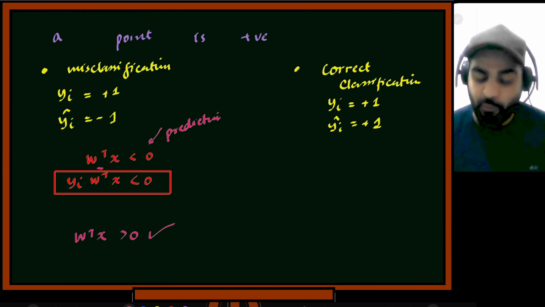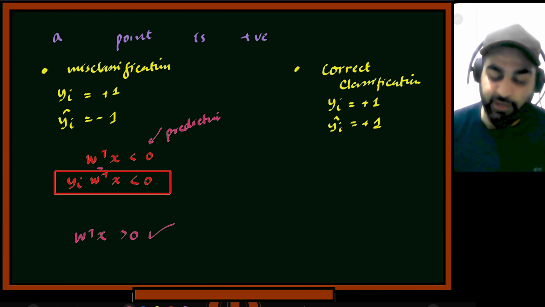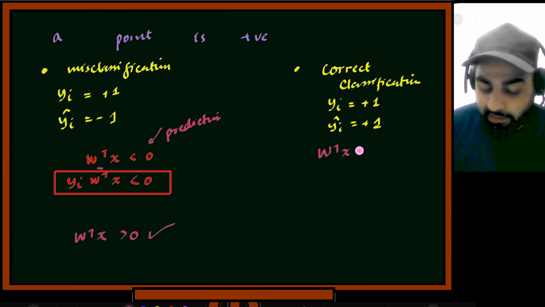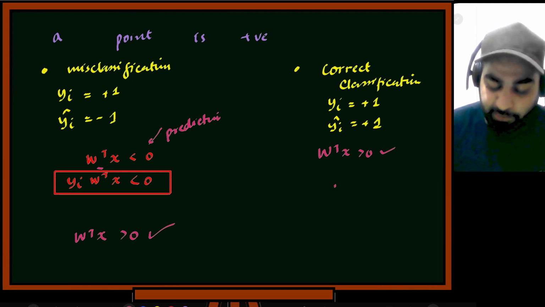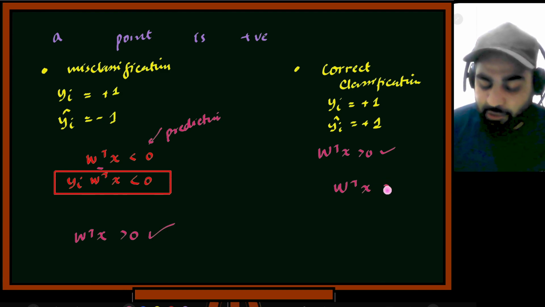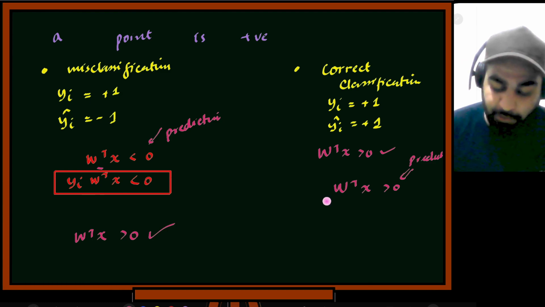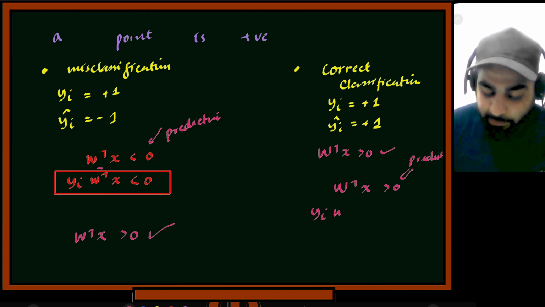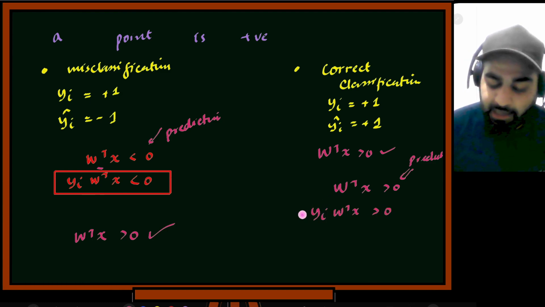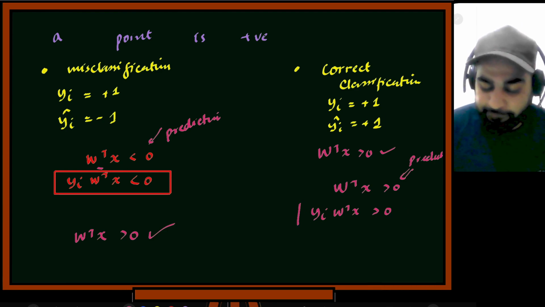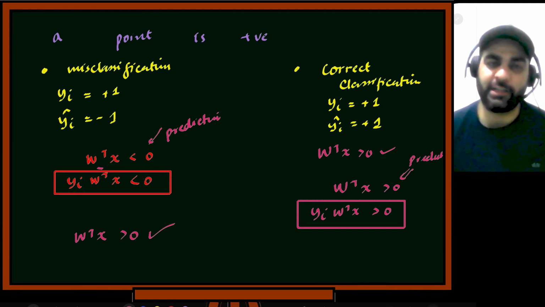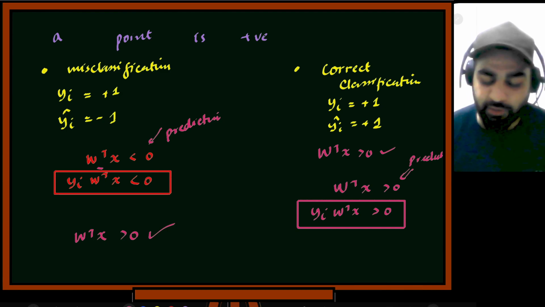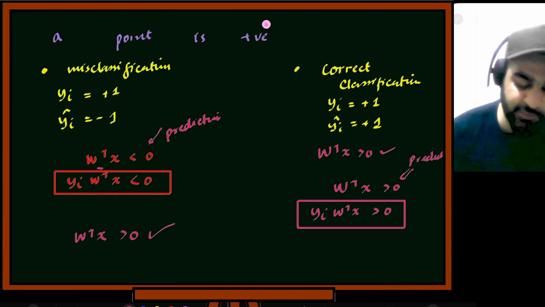Okay, now we'll go to the correct classification. For the correct classification, w transpose x greater than 0 should be true. When we performed the classification, it did that. That means w transpose x greater than 0 was predicted. Now if you multiply it by yi also, yi w transpose x is greater than 0. Can I write it like this? How many of you agree on this? Yes, sir. I just multiplied by y on both sides, because yi was positive, so it won't change the sign. So this is for positive points.